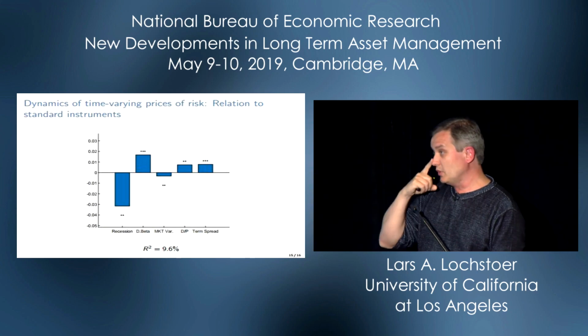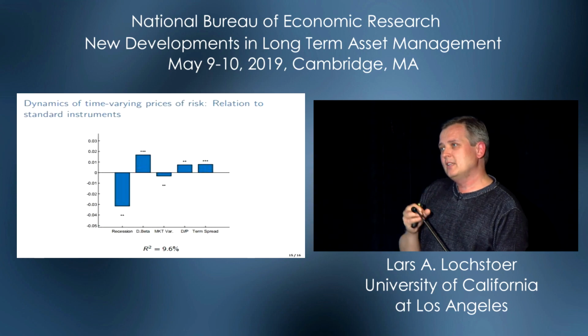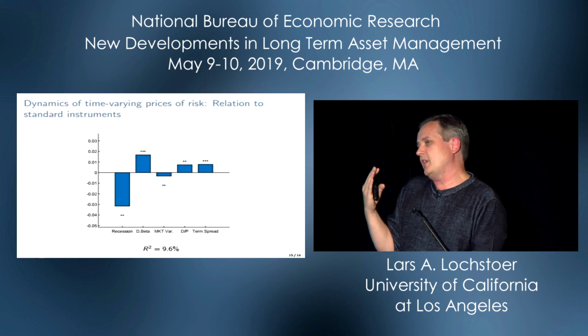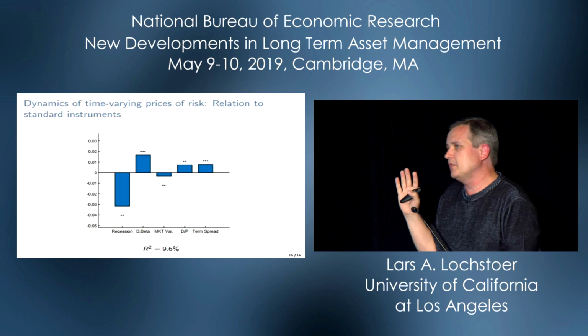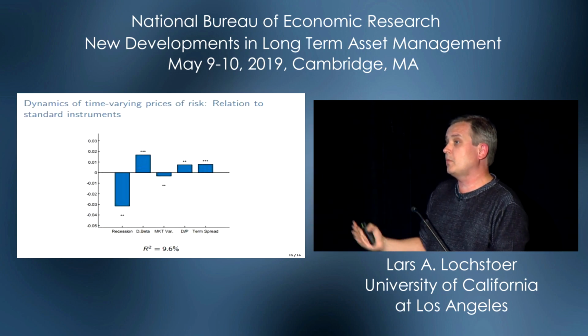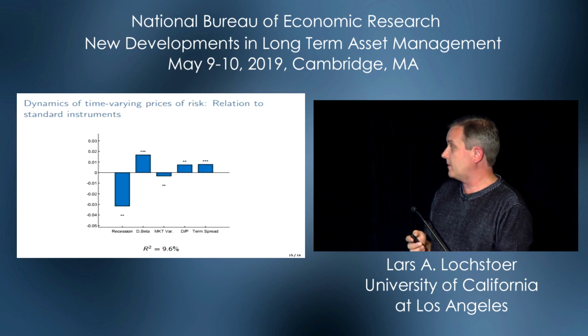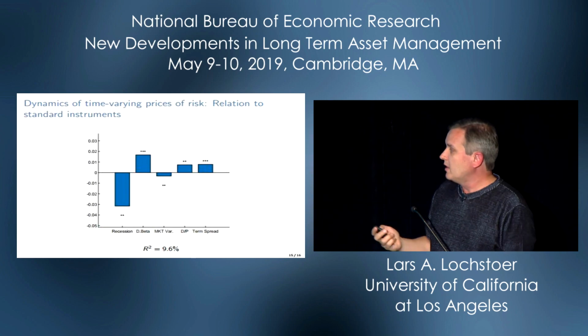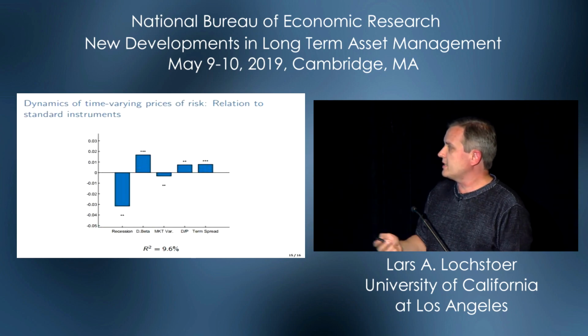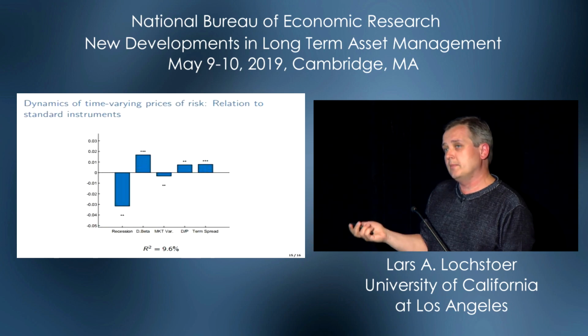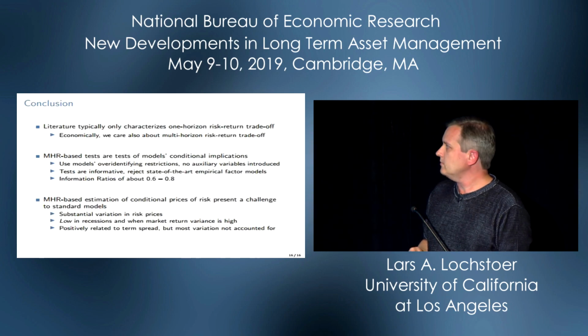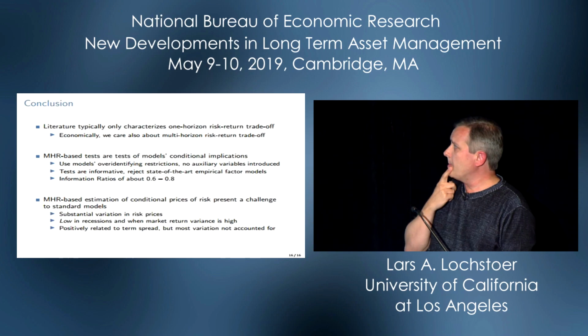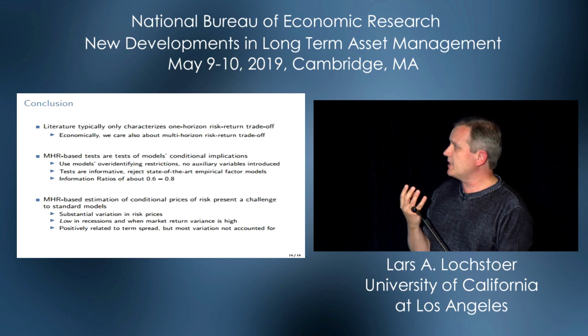The R squared is only 9.6% though. There's a ton of variation that we're not getting here. Maybe some of it is noise, it could be, but there's a very low R squared relative to the stuff we're used to seeing. So at least this exercise indicates that there are some puzzling dynamics of the conditional risk price from these standard models. Okay, so that's basically our paper as it is.